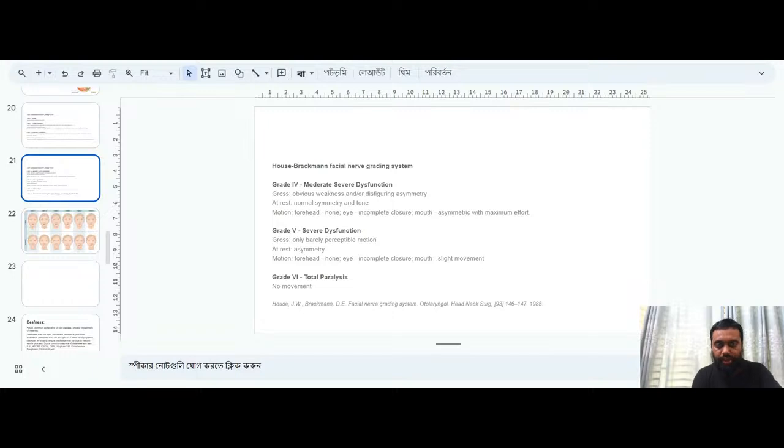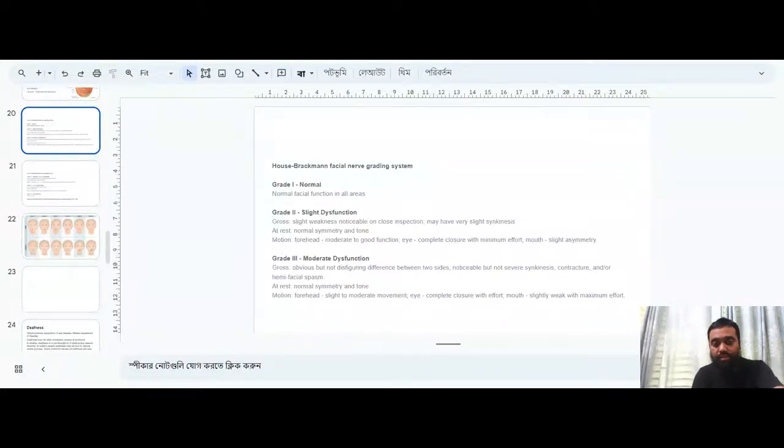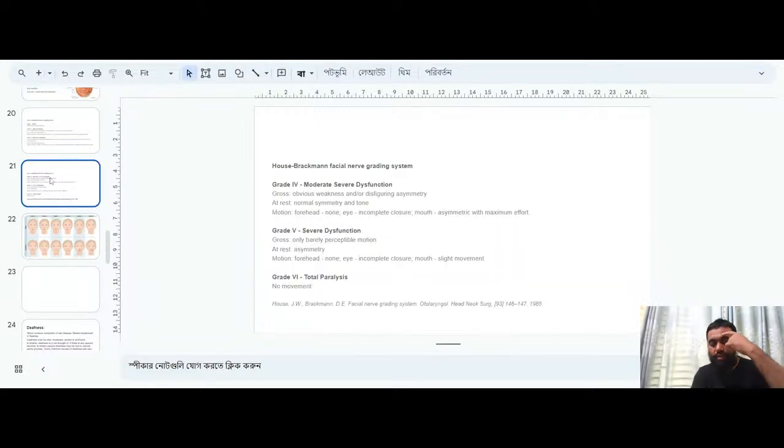I want to describe grade 4. Here is grade 4. So how can we memorize this grade 4? Grade 4 has three components: gross, at rest, and motor. Motor has also three components. For the forehead, there is no motion in grade 4, but in grade 3 there is slight to moderate motion. So when there is no movement in the forehead, grade 4 is a start.